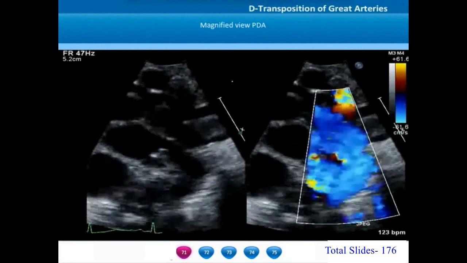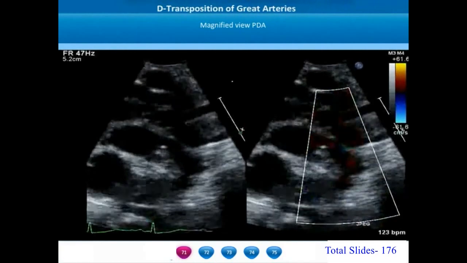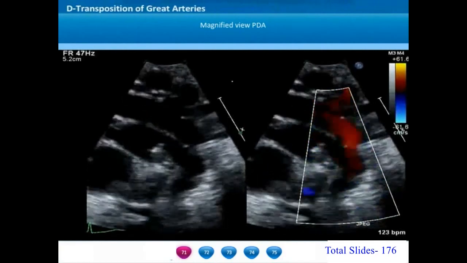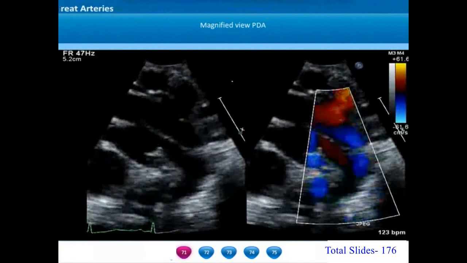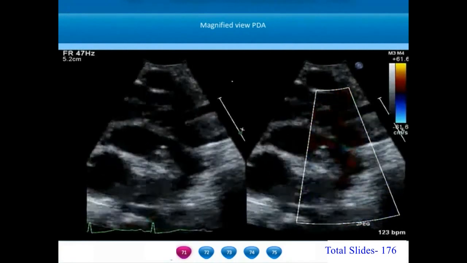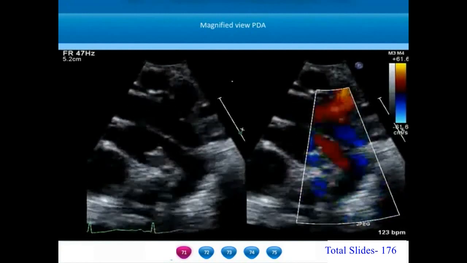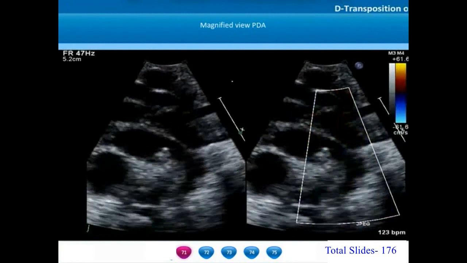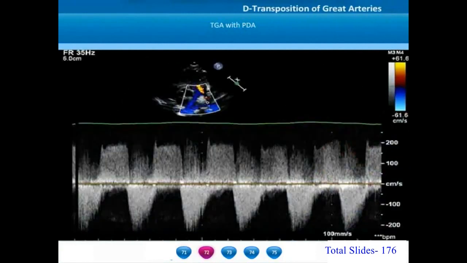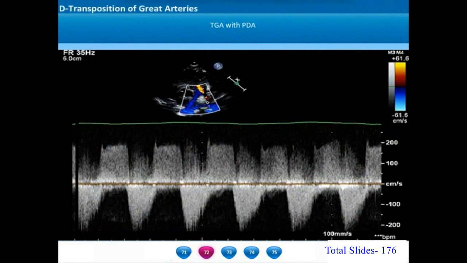When the ductus is very large, as in these cases, there won't be much pressure difference between the aorta and the pulmonary artery. We can notice that the flow in the ductus is very laminar and not turbulent, indicative of similar pressures in the aorta and pulmonary artery. A Doppler across the ductal flow indicates that the velocities are less than 2 meters per second, indicative of nearly the same pressures between the aorta and pulmonary artery.